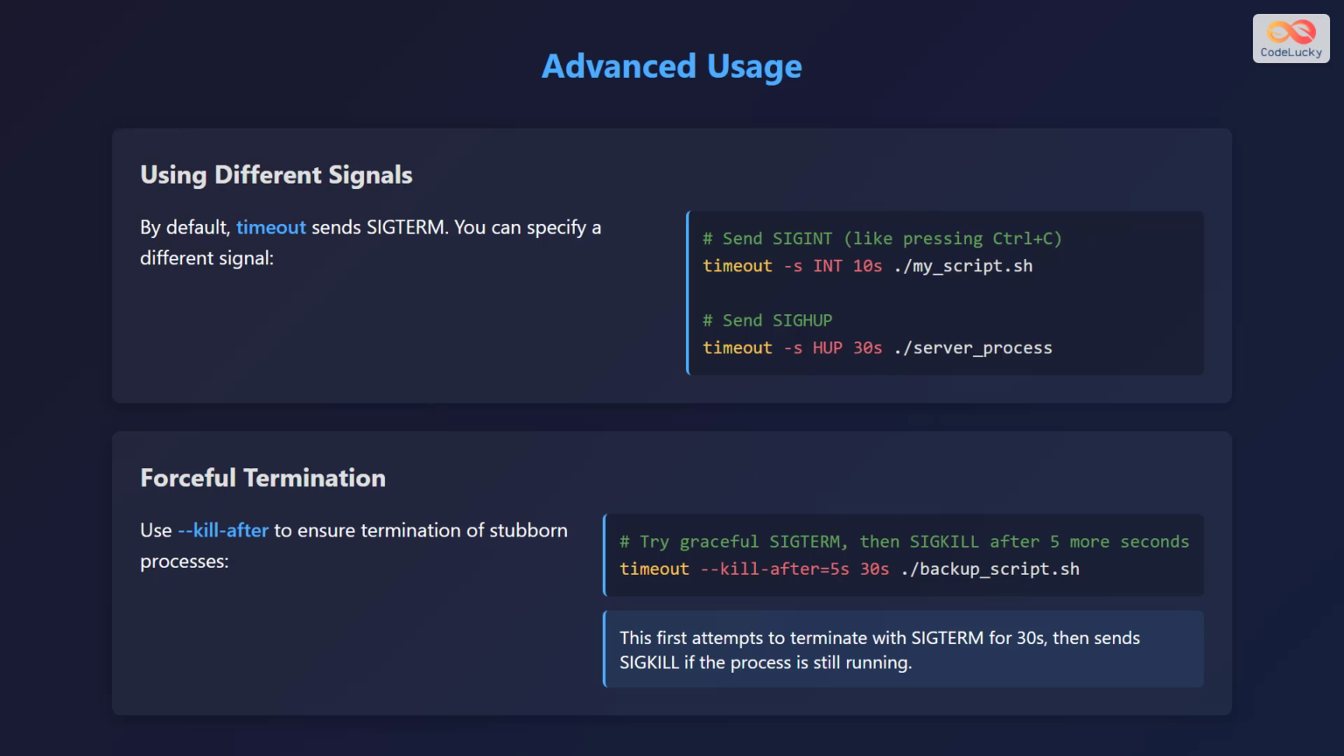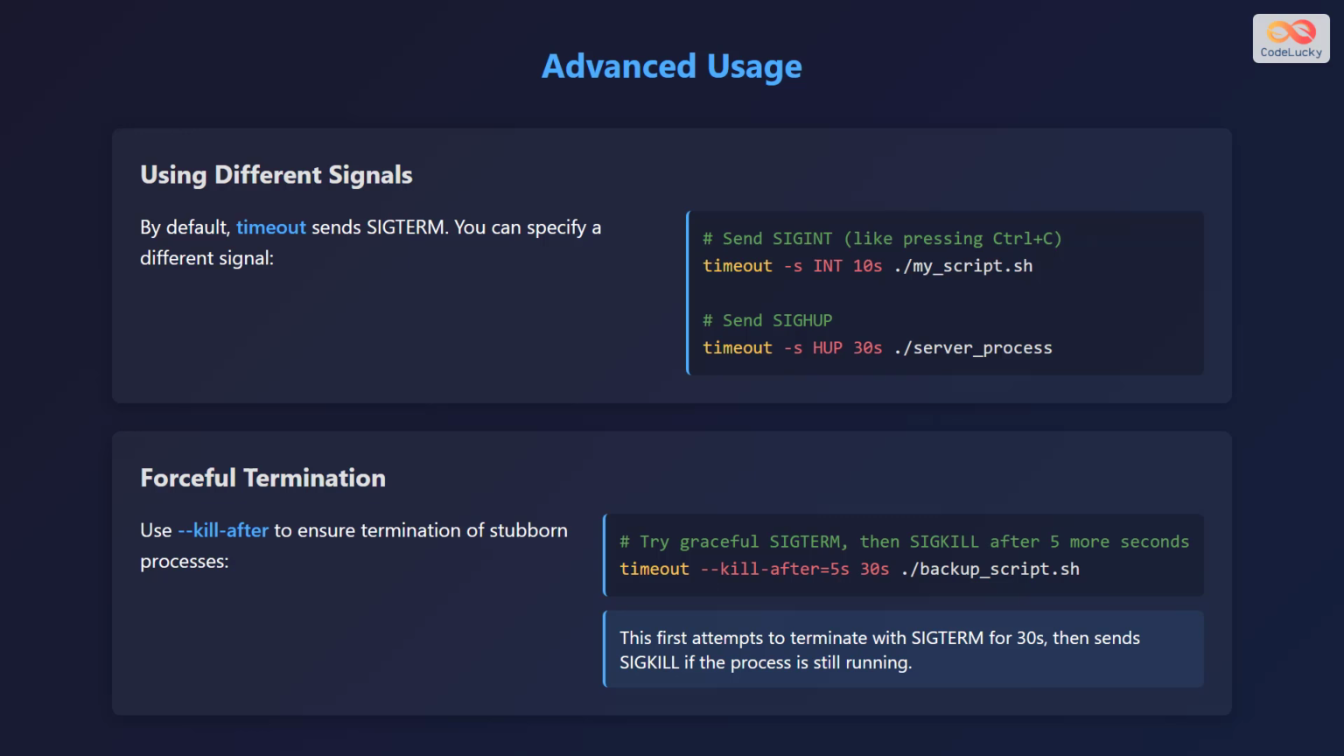Here are some examples of the advanced usage of the timeout command. To use different signals: by default, timeout sends SIGTERM. You can specify a different signal. To send SIGINT, which is the same as pressing Ctrl+C, use timeout --signal=SIGINT 10s /my_script.sh. To send SIGHUP, use timeout --signal=SIGHUP 30s /server_process. To achieve forceful termination, use the kill-after option to ensure termination of stubborn processes.